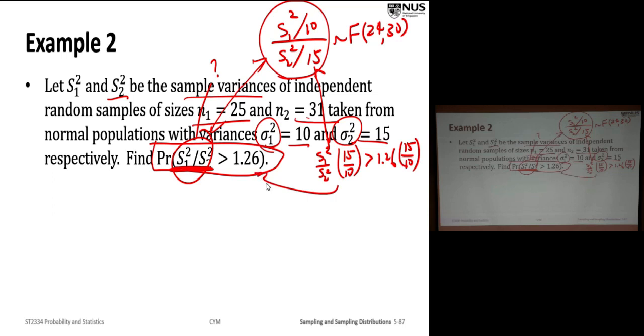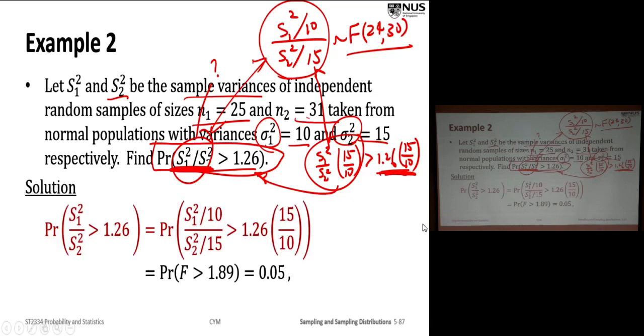Are these two the same? Now it's the same, because I multiply both sides of this inequality by 15 over 10. So it's still the same inequality. But now I know the distribution of this one. So I calculate the probability that F with 24 and 30 degrees of freedom is greater than this number. So that's how we do it. And it is 1.89.